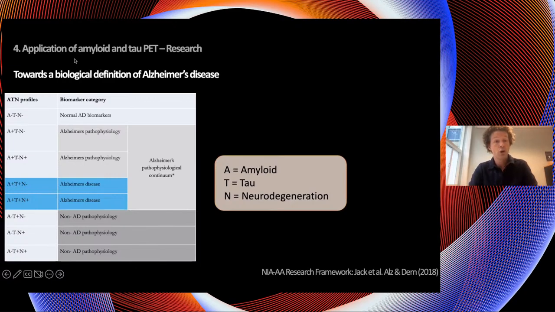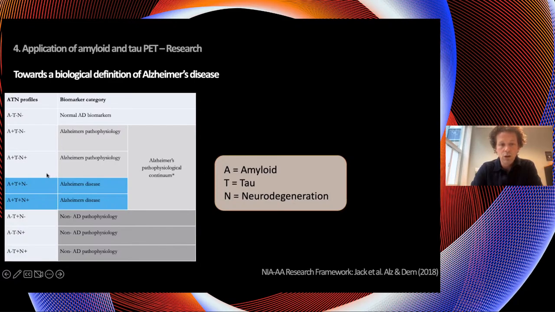Now let's move on to potential applications of amyloid and tau PET, and I'm starting with research. One of them is that we are working towards a more biological definition of Alzheimer's disease. This is based on the ATN system. A stands for amyloid, T for tau, N for neurodegeneration.